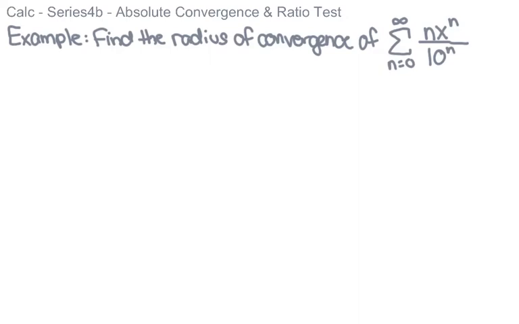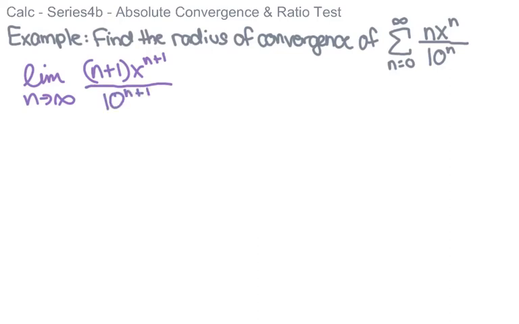Okay, here we go. The first thing we want to do is take the limit as n approaches infinity of the n plus 1th term. So that looks like this. It's x to the n plus 1 over 10 to the n plus 1. And we're going to take all of that and divide that by the nth term, which is just the series as it is, n x to the n over 10 to the n.